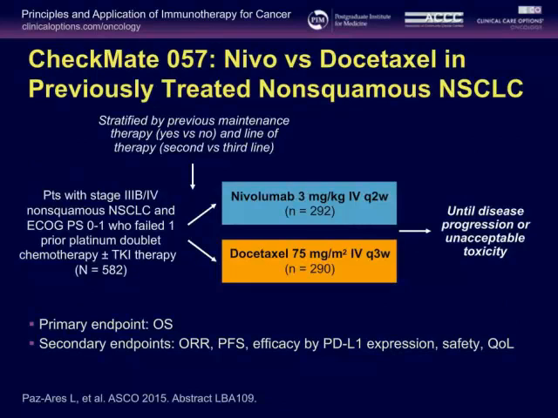What about for the non-squamous patients? If you recall the cases that we talked about, I mentioned that in non-squamous this is also approved, and that was based on this trial, the Checkmate 057. Similar design, looking at nivolumab at the 3 milligram per kilogram every 2 weeks versus docetaxel at 75 milligrams per meter squared every 3 weeks. The difference here was that these were patients who had failed 1 prior platinum doublet, and if they had a targetable mutation, they'd had to have an appropriate TKI therapy first.